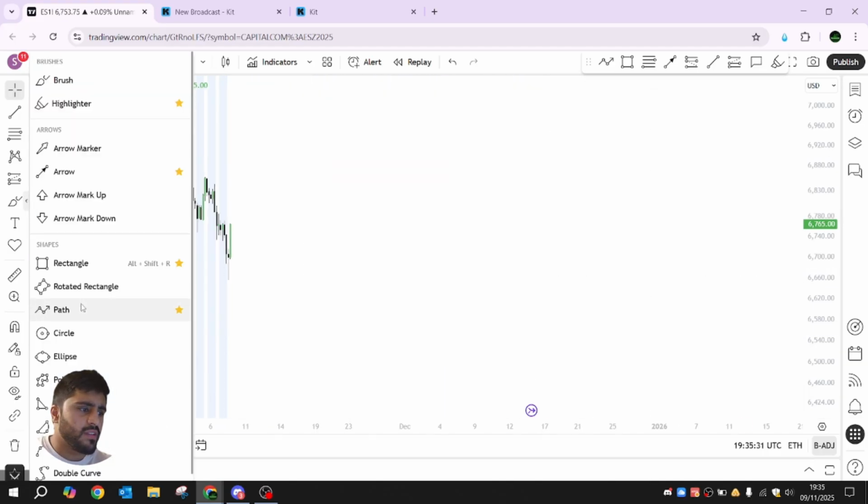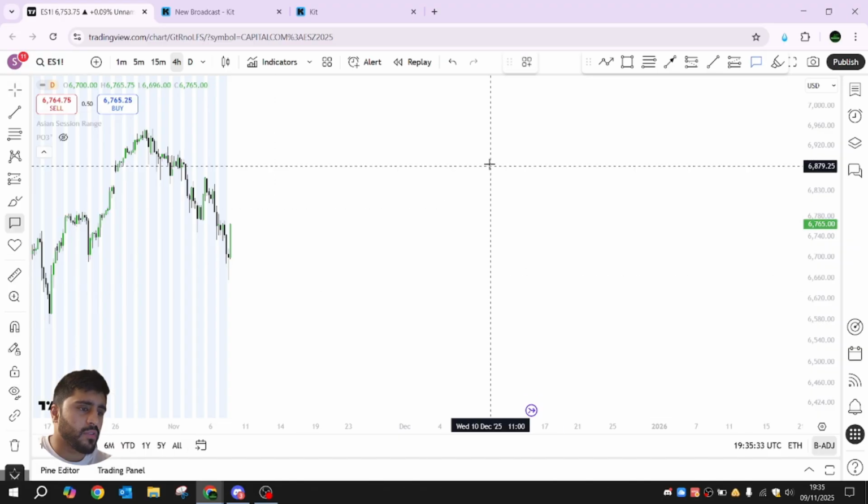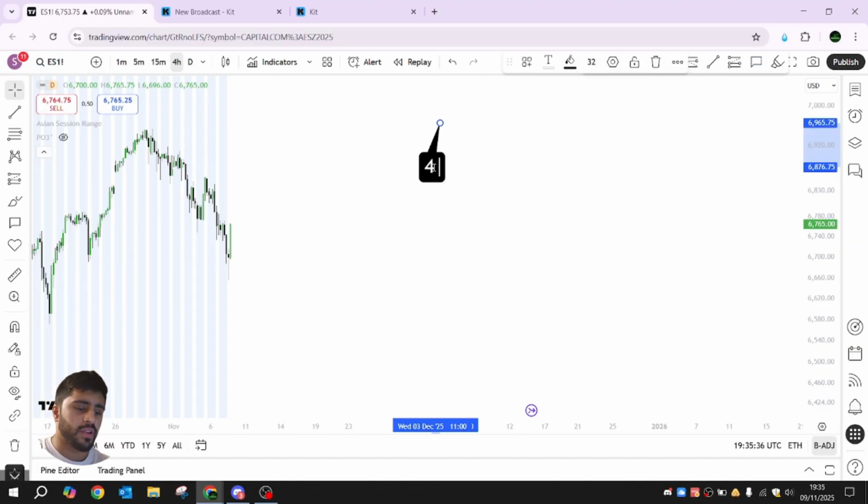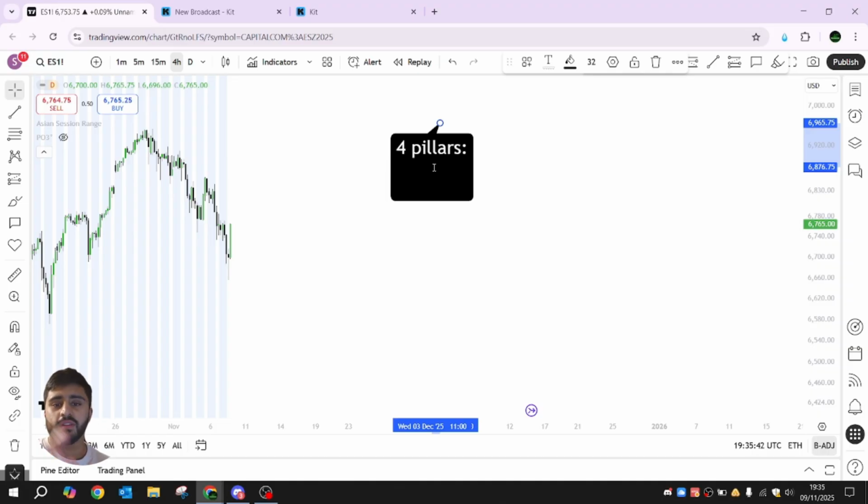4-pillar approach. For those who don't know, I'm just going to quickly run through it. It's a 4-pillar approach because it has 4 steps. Now you need all 4 steps for this to work. Think of it as like a table, and a table needs 4 legs.